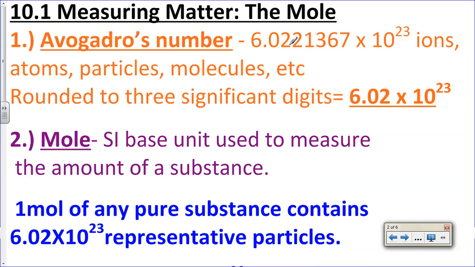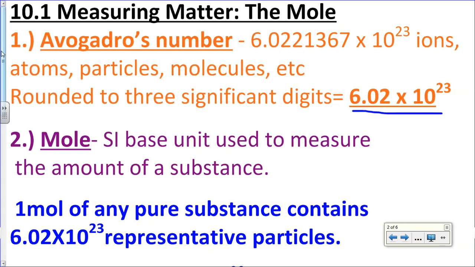Avogadro's number is a way that we do measurements within chemistry. And the mole is our SI base unit used to measure the amount of substance. In 1 mole, whether it's atoms or particles or molecules, there are 6.02 times 10 to the 23rd atoms or particles or molecules, whatever it is that we're dealing with, in that 1 mole. Well, how much is a mole?